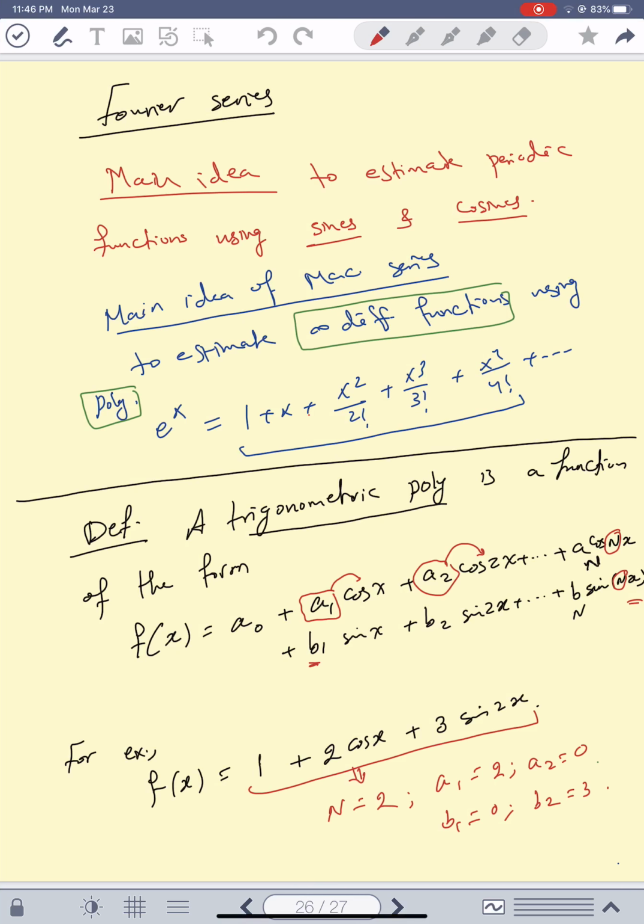This is very similar to polynomials, but polynomials are powers of x. So you have x squared, x cubed. Now you have coefficients with sines and cosines. So you have cosine x, cosine 2x, cosine 3x up to a certain term. That's the big N. So for example, you have 100 terms, 1,000 terms, like the polynomials. Remember, for polynomials, you only have finitely many terms.